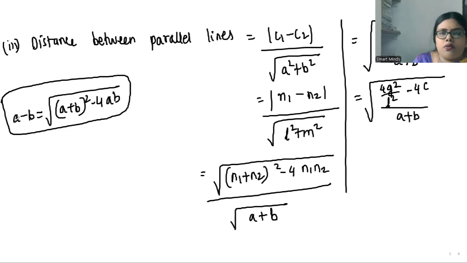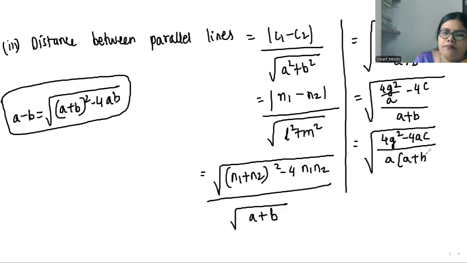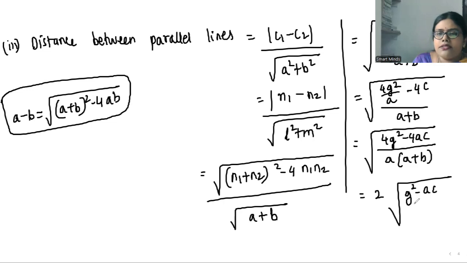Now instead of L square, we can write A also, because L square is A. Now I will cross multiply. So we will get under root 4g square minus 4ac by A into A plus B. Now if I take 4 common, outside you will get 2. 2 root over g square minus ac by A into A plus B. Okay, so this is the first part of the third bit.